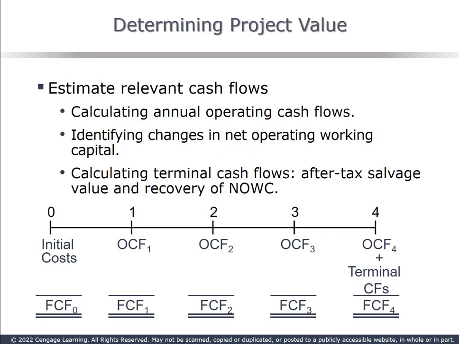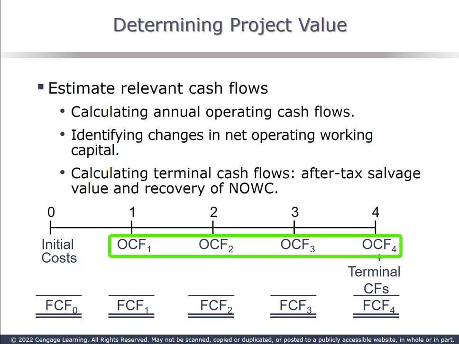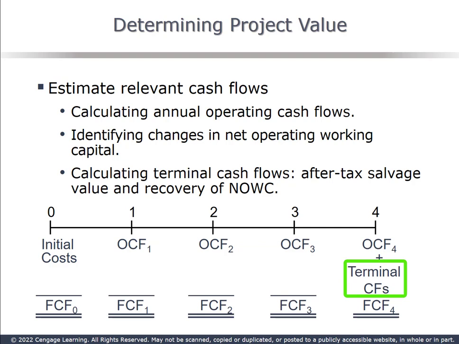To begin our analysis, we have to calculate the operating cash flows, sales, revenue, and cost, compute changes in net working capital, and calculate terminal cash flows, recovery of net working capital, and net salvage value. The timeline lays out the general plan: initial cost, equipment and net working capital; operating cash flows, annual income and expenses; terminal cash flows, salvage and recovery.